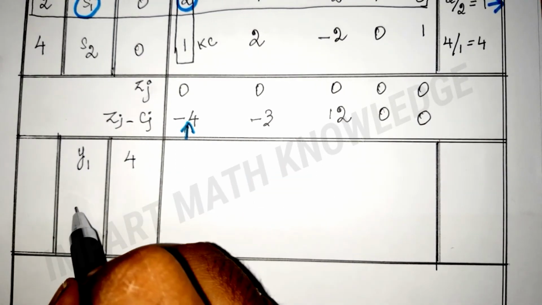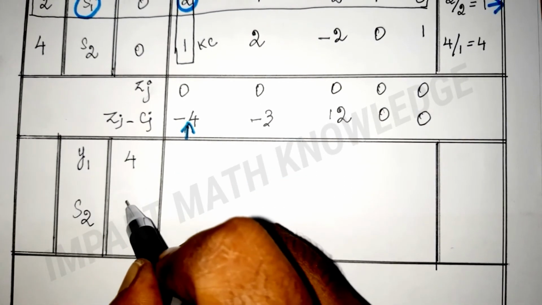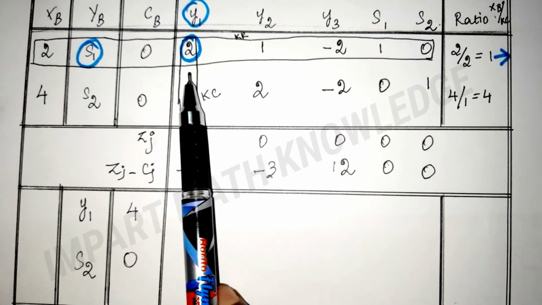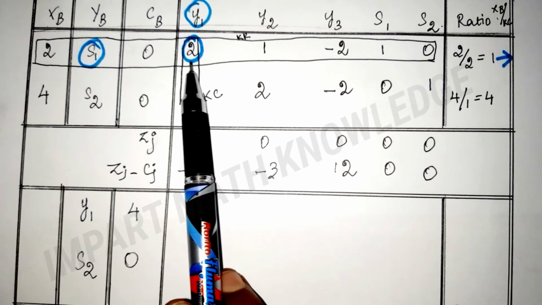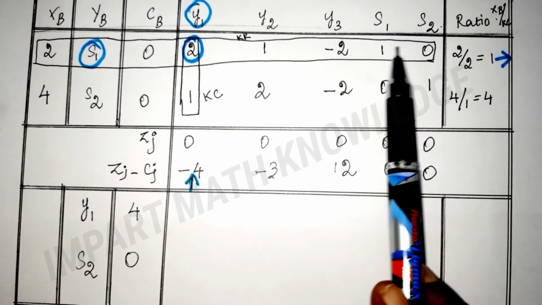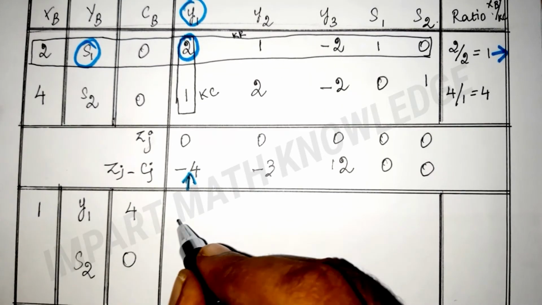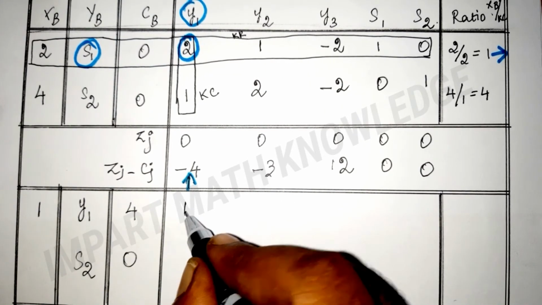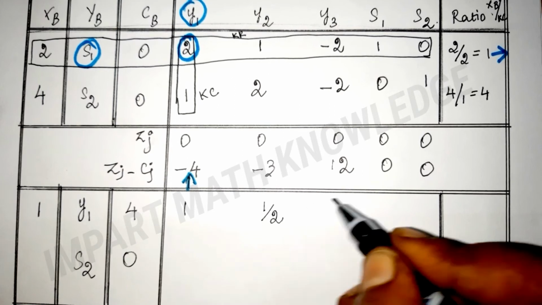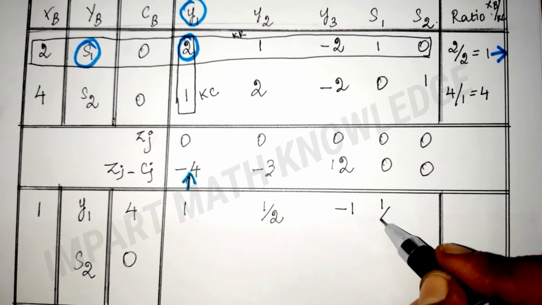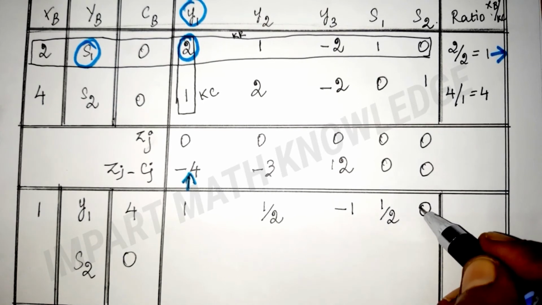And for S2, there is no change. You write as it is. We want to make the pivotal element as 1. Here the pivotal element is 2. So you have to divide throughout the row by 2. That is 2 divided by 2, 2 divided by 2 is 1. 1 divided by 2. Minus 2 divided by 2 is minus 1. 1 divided by 2 and 0.